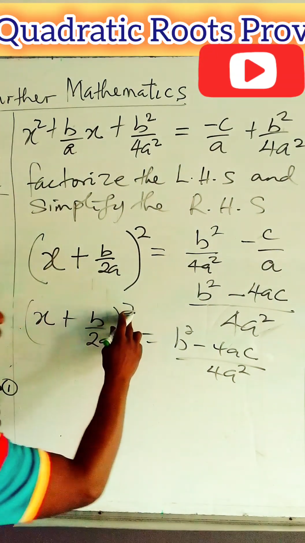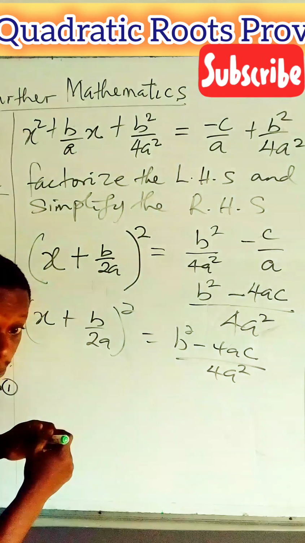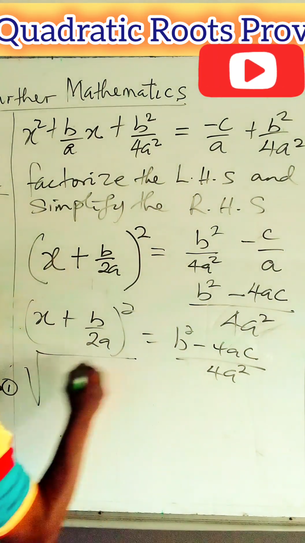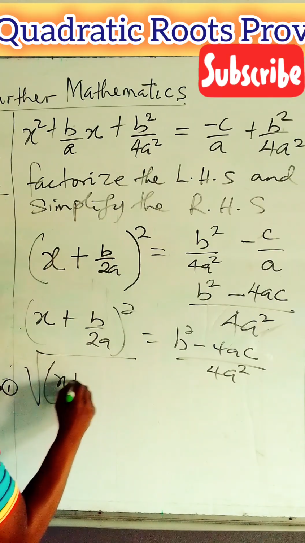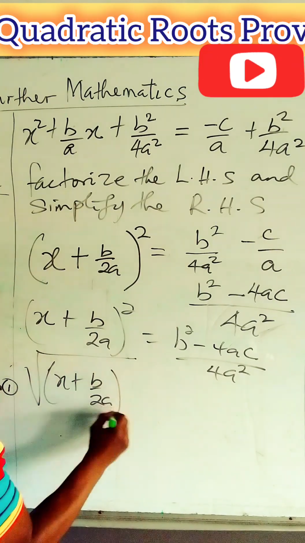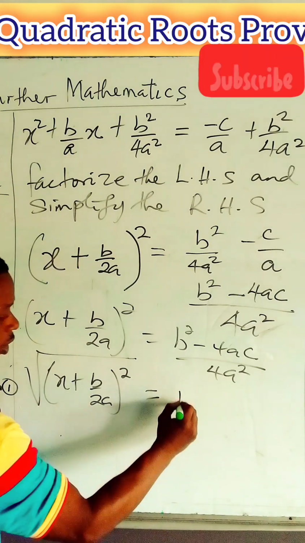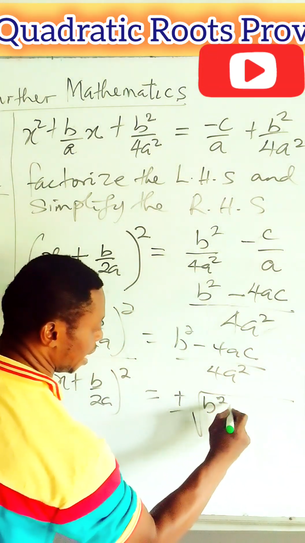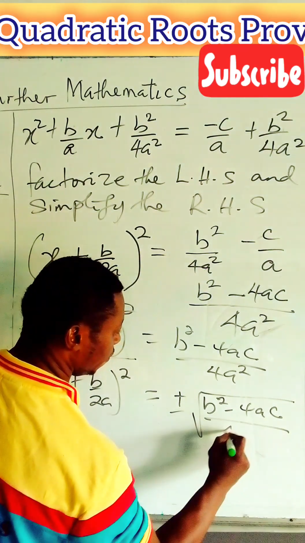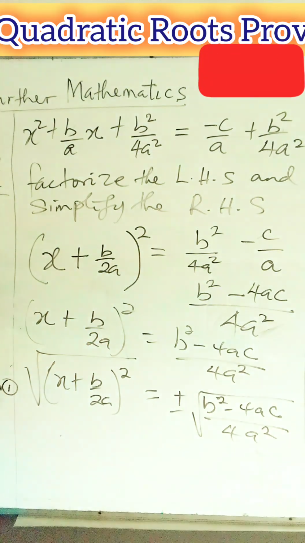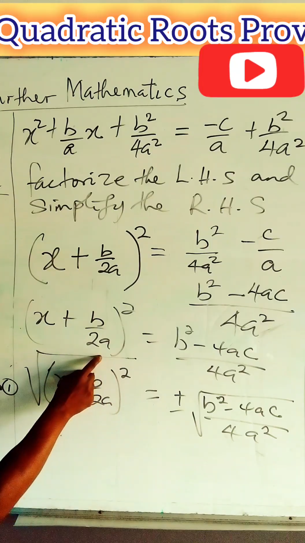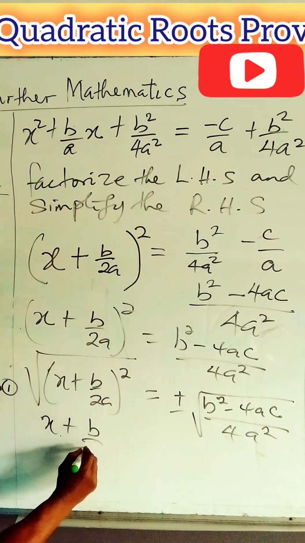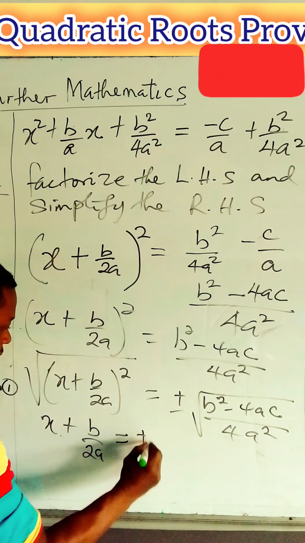To remove this square, at this point, we can take the square root of both sides. The square root of x plus b over 2a all squared will become plus and minus the square root on the right of b squared minus 4ac over 4a squared. So at this point, the square and the square root will vanish, leaving you with x plus b over 2a equals plus and minus.